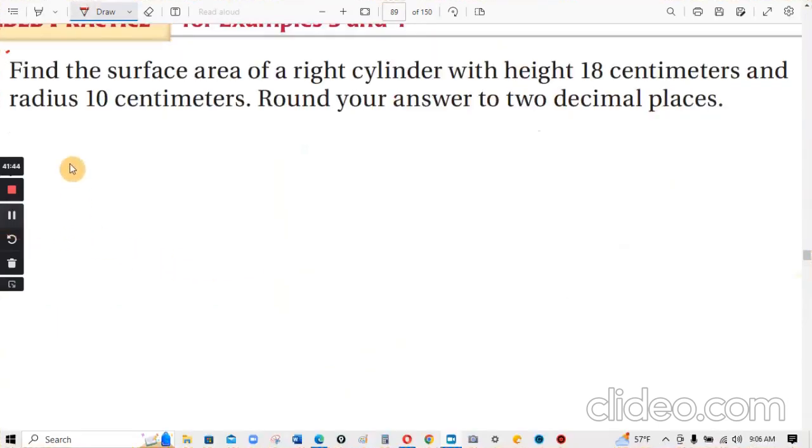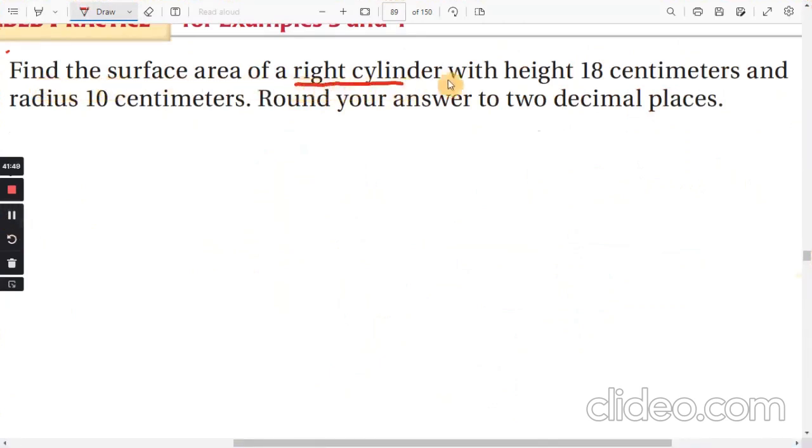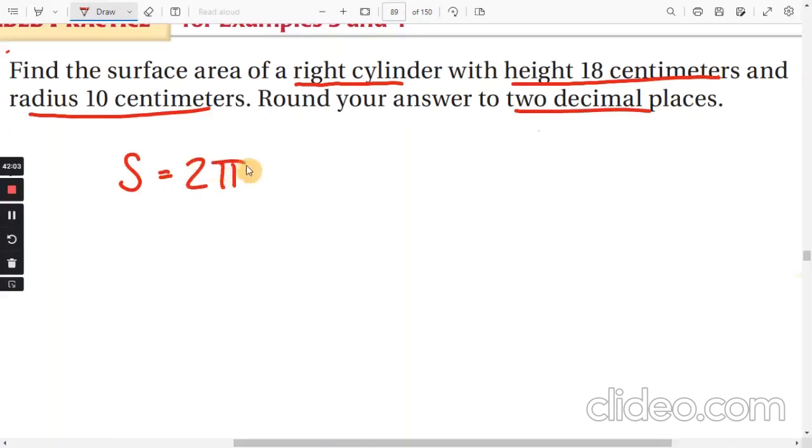All right, please try this one. Find the surface area of a right cylinder with a height of 18 centimeters and a radius of 10 centimeters and round to 2 decimal places. So I'll start you off on that one. We said that's going to be 2B, which is 2 pi r squared. And that's plus the perimeter, which is circumference, or should I say 2 pi r. Circumference is 2 pi r times the height h. Please try it.